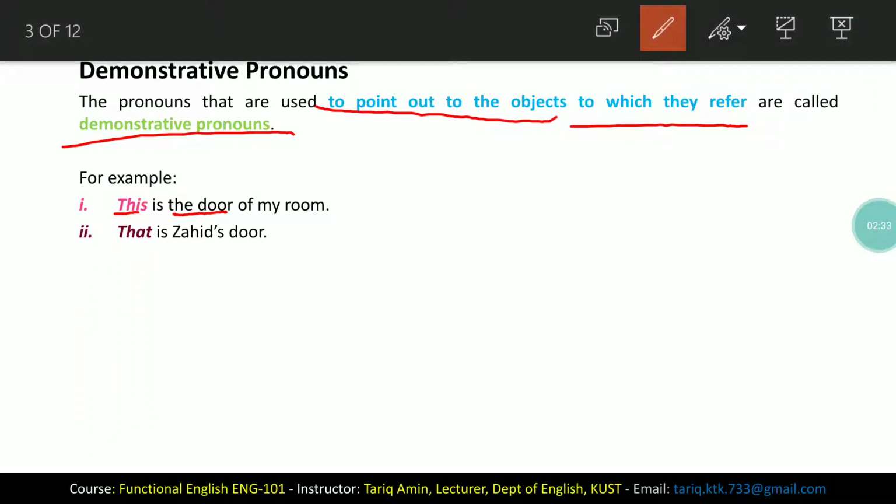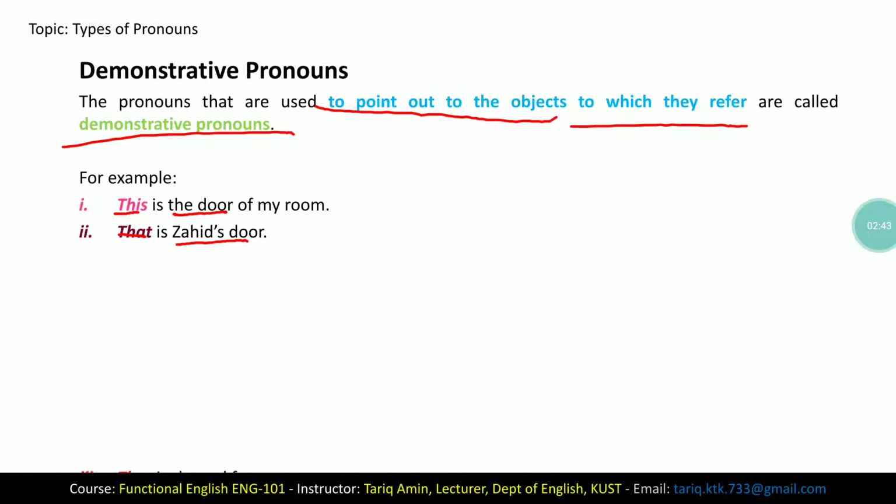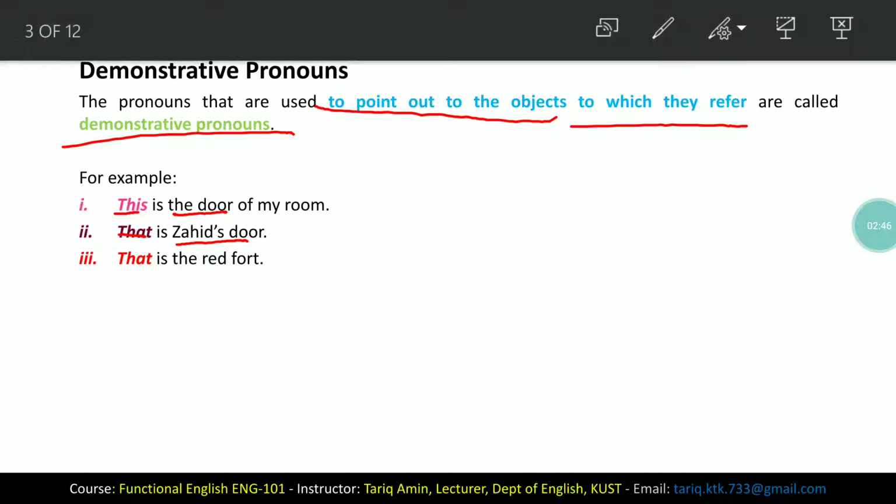And the second example, that is a demonstrative pronoun and it is used to point out to the Zahid's door. So it is a demonstrative pronoun. That is the red fort. In this example, that refers to red fort. That is used to point out to the object red fort. Red fort is an object and that is used to point out to this object.